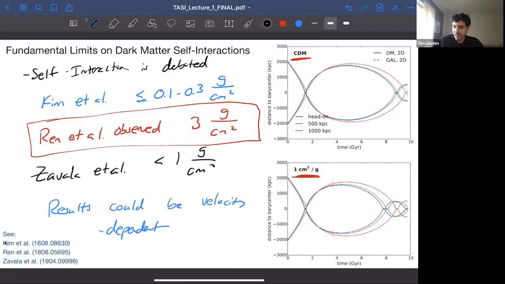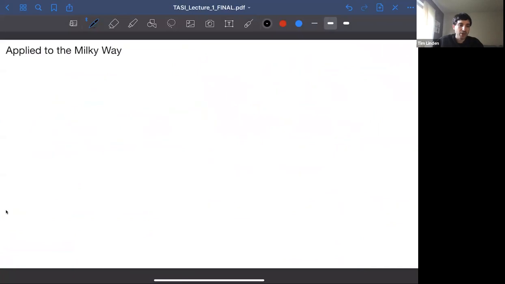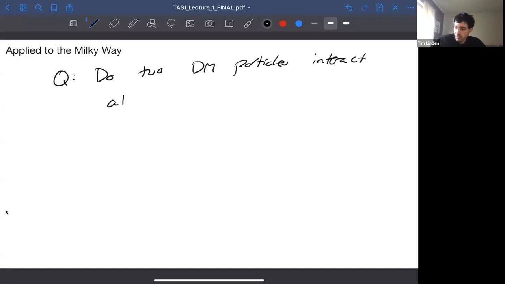I'm going to skip the constraint of this applied to the Milky Way, and I'll leave this as an open question. But calculate: do 2 dark matter particles interact if we saturate these constraints?